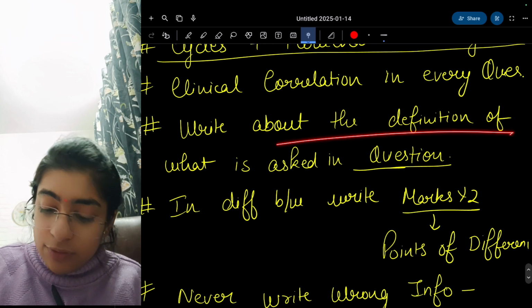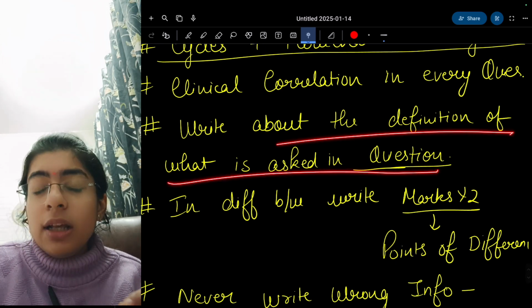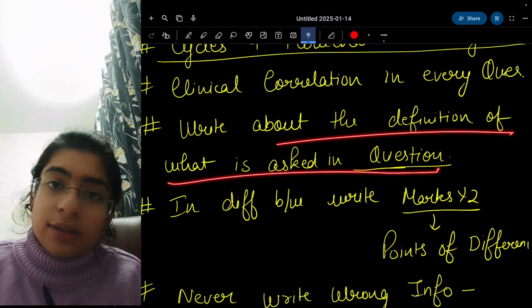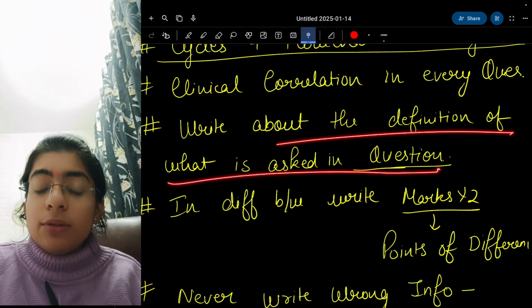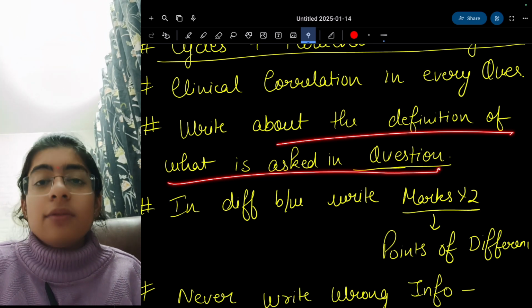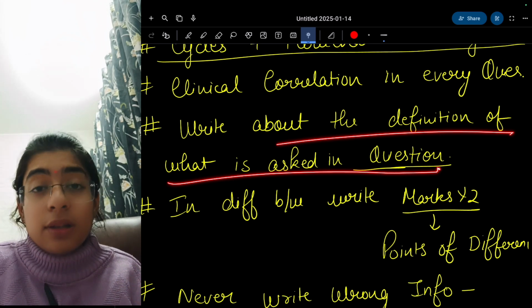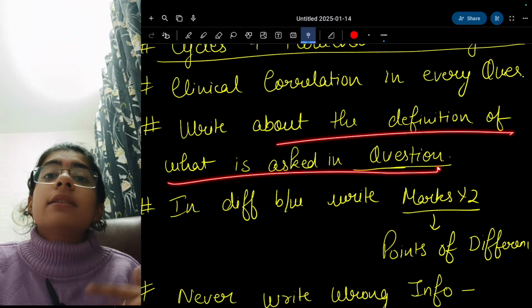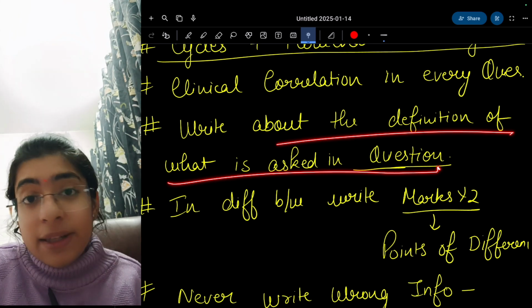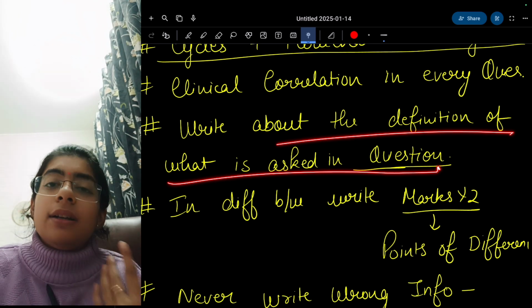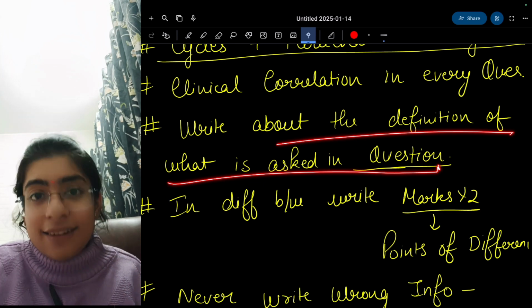Write about the definition of what is asked in the question. For example, G6PD deficiency is asked, right? So you need to ensure you write what G6PD is, where it is present, what its role is, what its importance is, then clinical correlation, then G6PD deficiency and everything about it. This will help you create content.